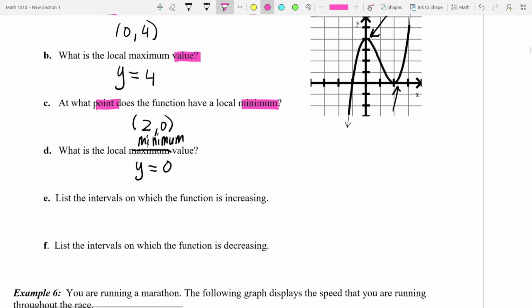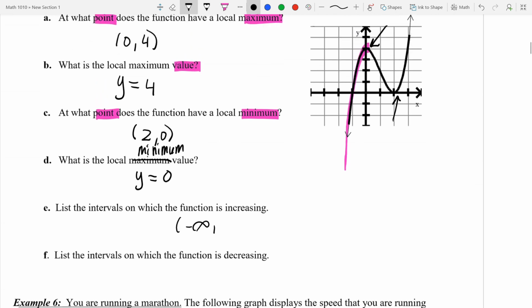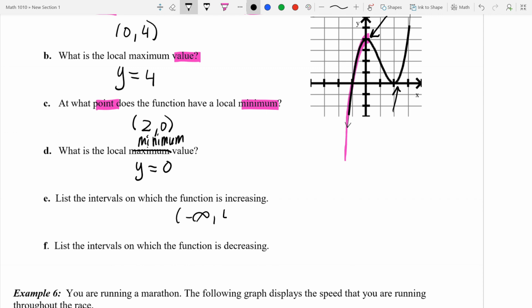List where it's increasing, list where it's decreasing. Everybody watch. Start on the left, travel to the right. You tell me what's happening right here. Increasing. Where does the increasing begin? Forever that way, right? Negative infinity. Everybody watch this. The increasing ends at a 4.